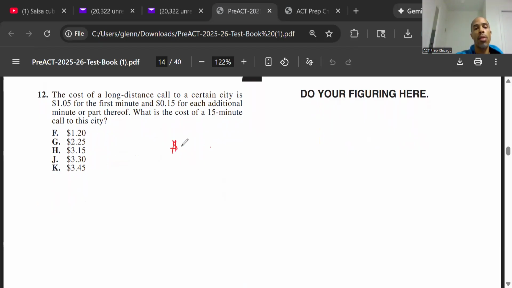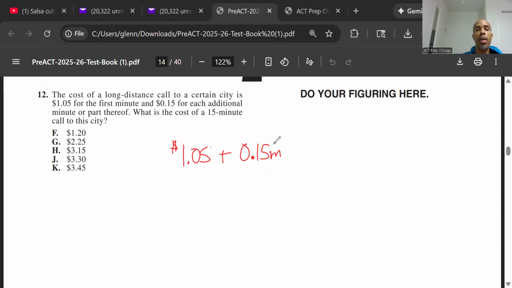So you have $1.05 as your flat rate, plus you have to pay 15 cents for each minute, which means multiplication. For every minute we have 15 cents. That's our expression for this situation.